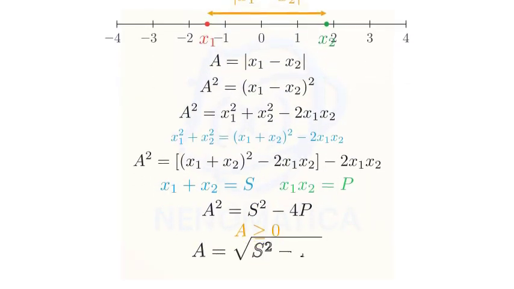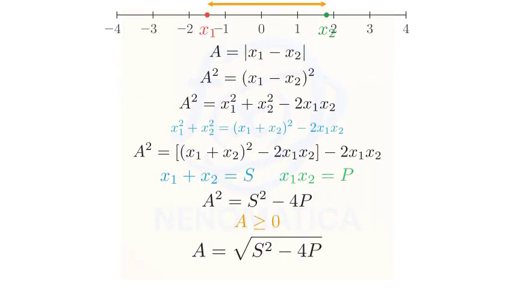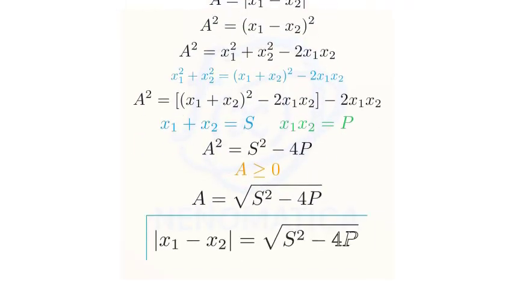Step 2. Square both sides to remove the absolute value. Step 3. Expand the square. Step 4. Rewrite x1 squared plus x2 squared using the square of a sum. Step 5. Substitute s for the sum and p for the product, and simplify. Finally, since A is non-negative, take the positive square root. Recalling that A was defined as the absolute value of x1 minus x2, we conclude the desired identity.